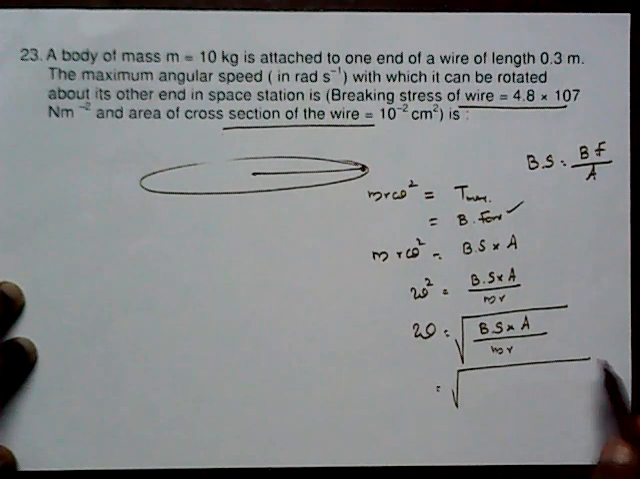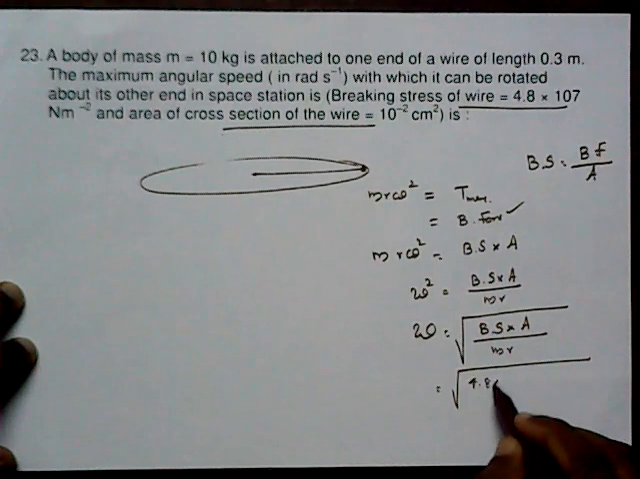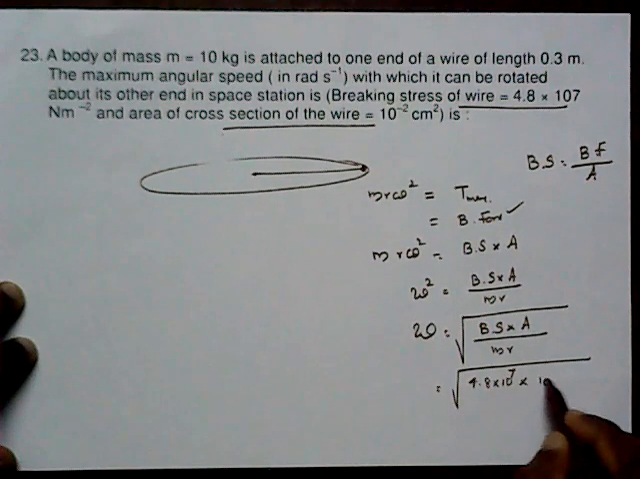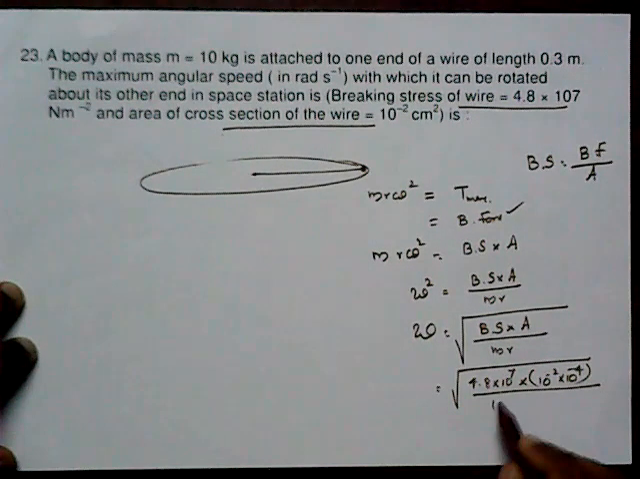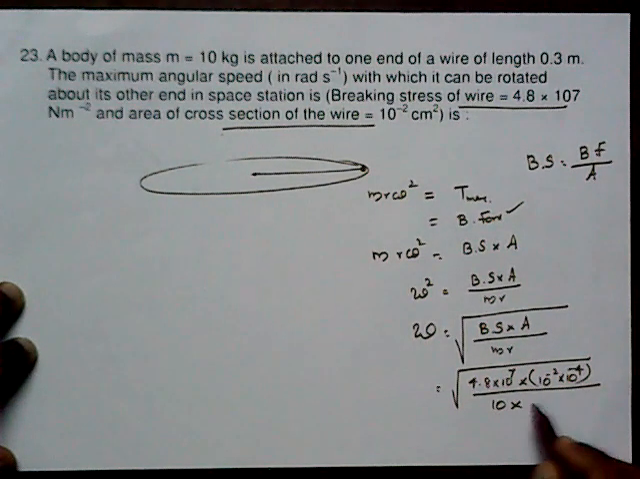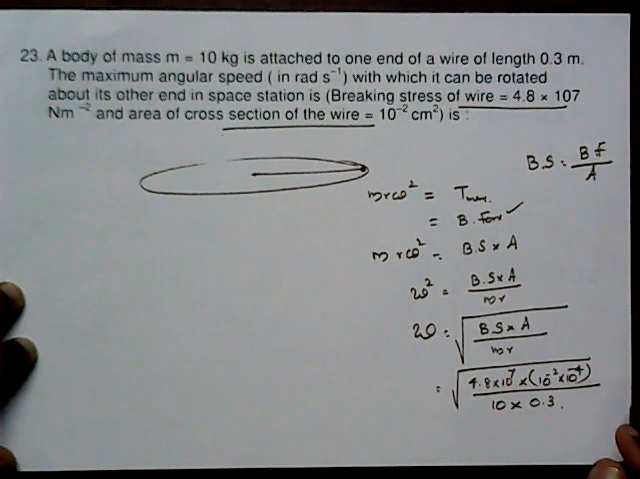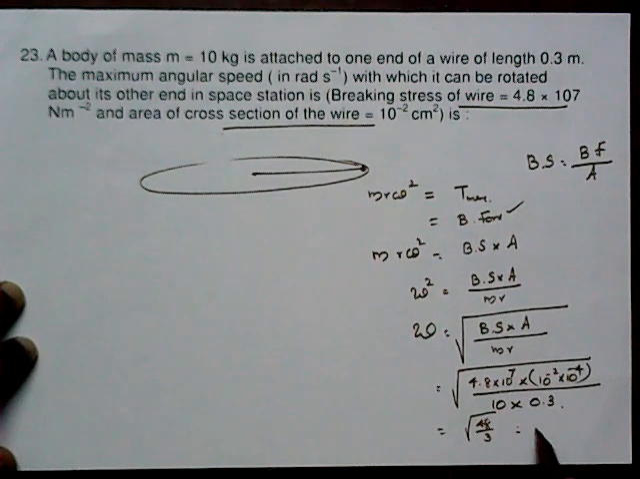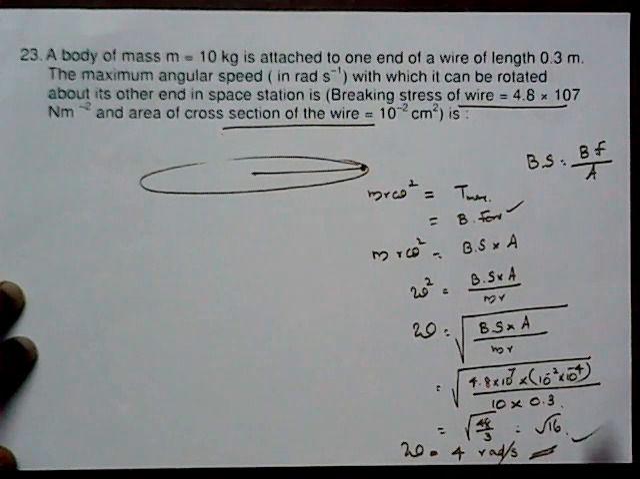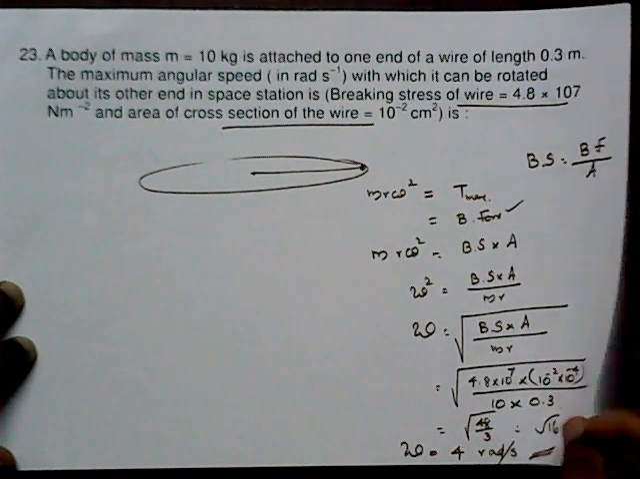What is the value of the breaking stress? So that is 4.8 into 10 raised to 7, into the area as 10 raised to minus 2 into 10 raised to minus 4, by the mass as 10 kilogram into the radius as 0.3. So that is a very important concept. So on solving, you get the value. So that is equal to 48 by 3. So that is equal to root 16. And you get the value for omega, that is equal to 4 radian per second. A good simple concept. Number 24.